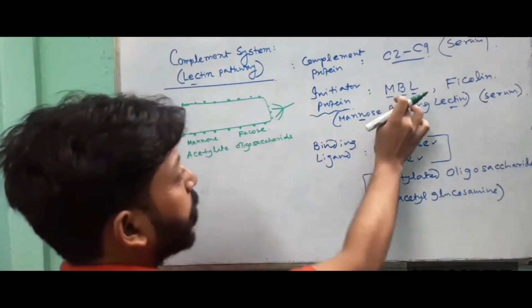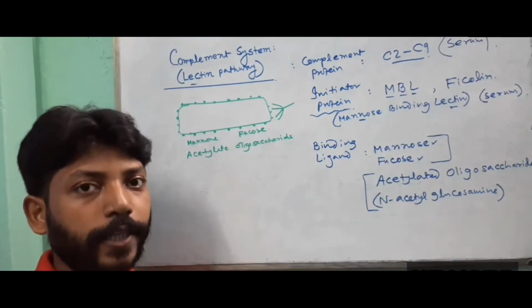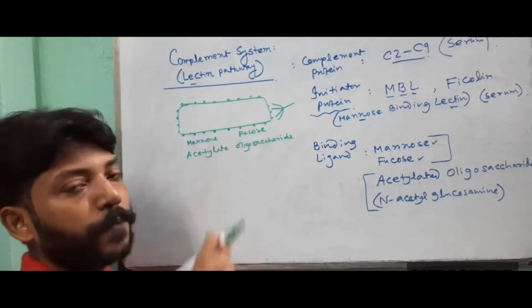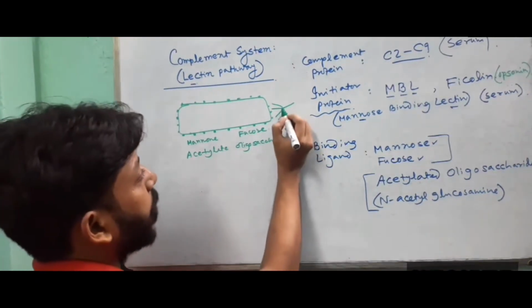This MBL, ficolin and C1q, all the initiator proteins of the lectin pathway and the classical pathway, share a very common structure. They all have 6 arms.